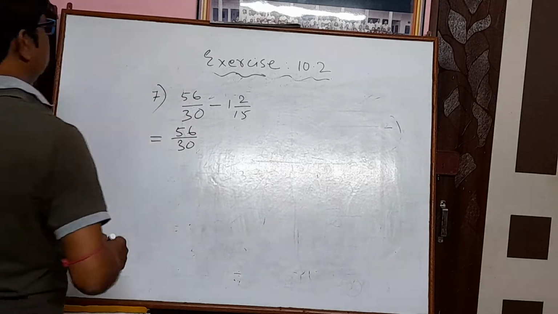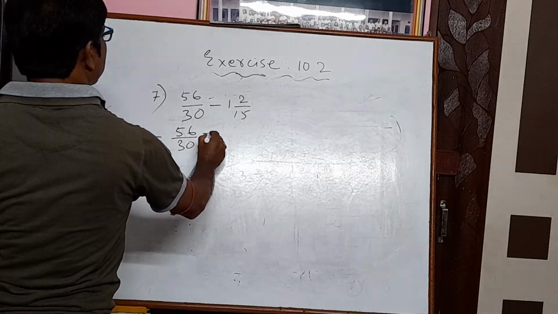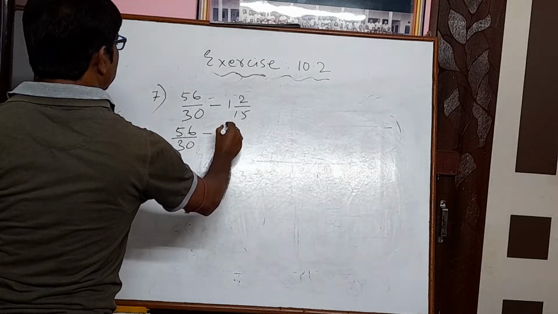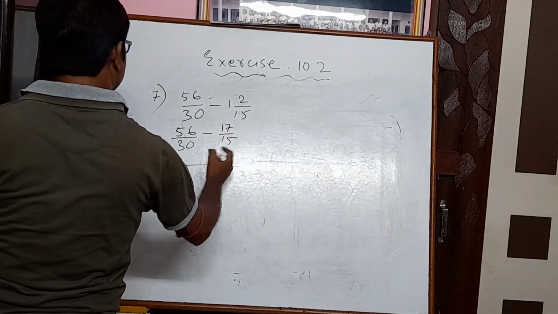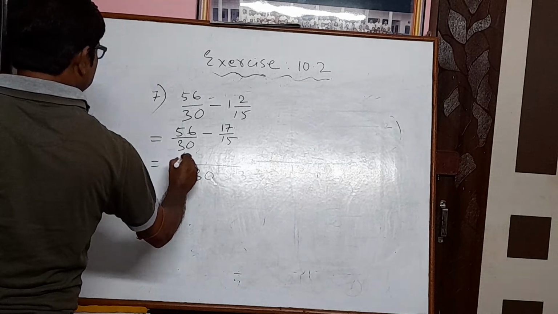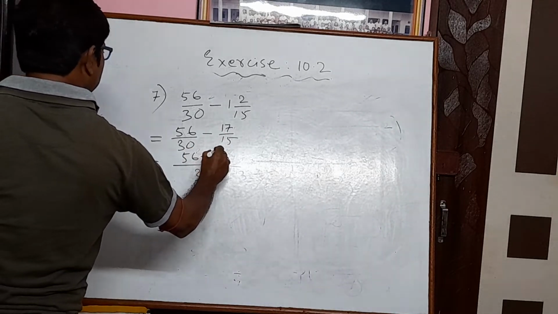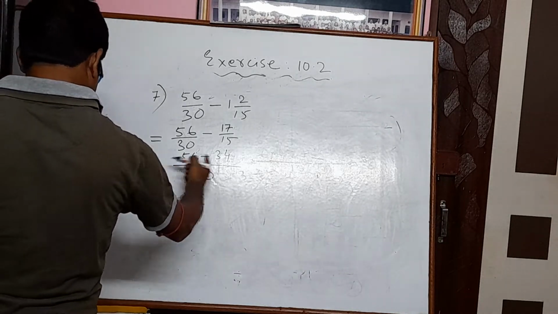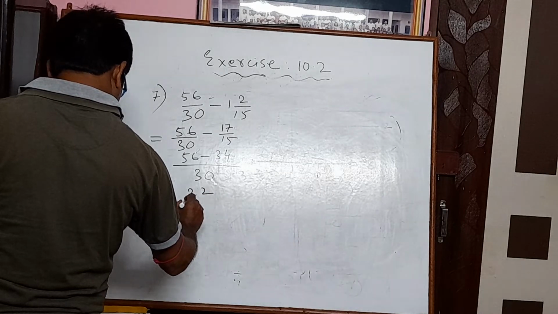So no need to disturb it. Now this mixed fraction will be converted into improper fraction. 15 ones are 15 plus 2, 15 plus 2 is 17. 17 by 15. What will be the LCM? Here LCM will be 30. 30 divided by 30 is 1. 1 into 56, that is 56 minus 50. 30 divided by 15 is 2. 2 into 17, 34. Well, 56 minus 34 is what? 22. Okay, 22 by 30.